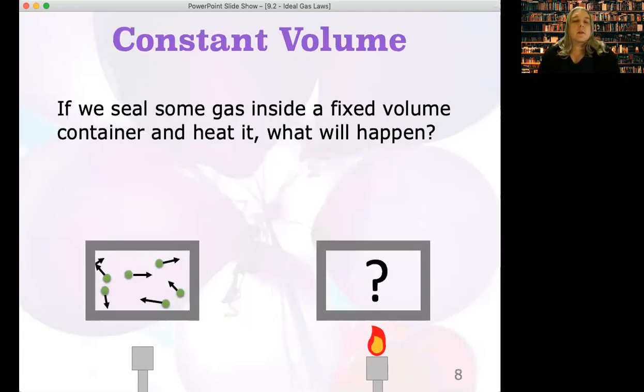All right, so now let's fix the volume instead. The volume cannot change now. Instead, what we can do is change the temperature. What's going to happen to the pressure? The volume is fixed, but now the temperature is increasing. Remember what temperature means in terms of gas particles. What's going to happen to the pressure?